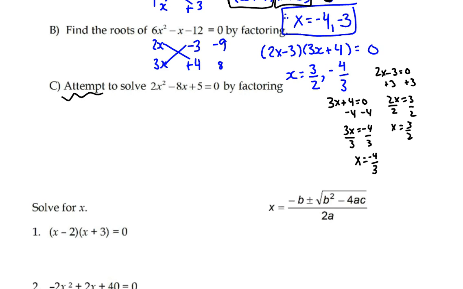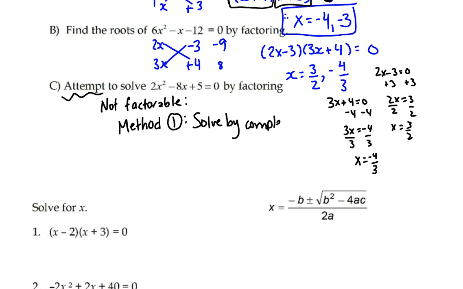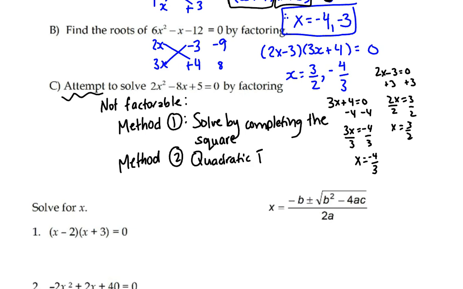So, when it's not factorable, we can either do one of two things. So, method 1, we did yesterday. What was that? Solve by completing the square. You didn't like it? Then you might like method 2. Method 2 is quadratic formula. Yay!